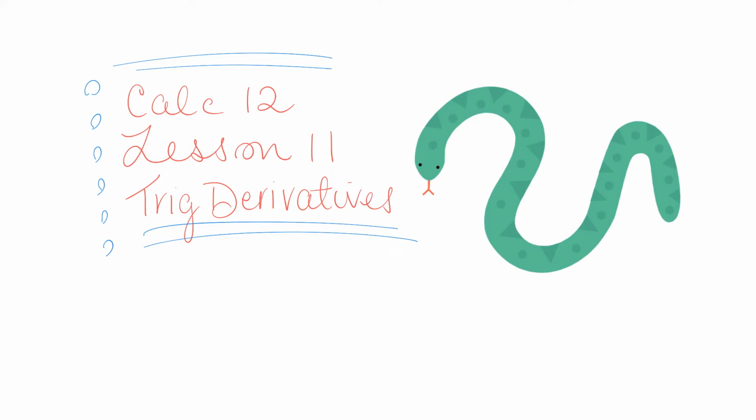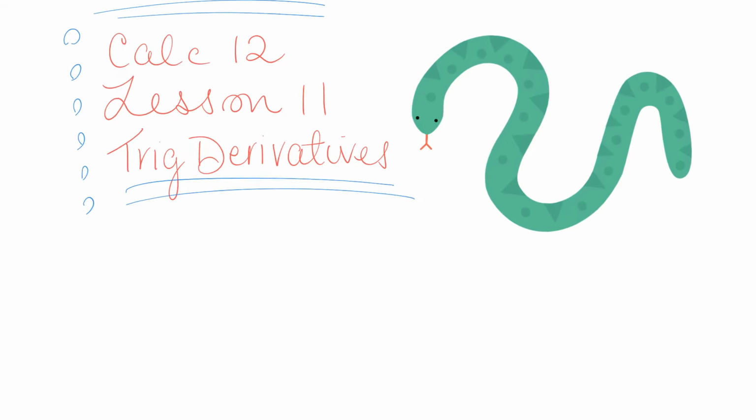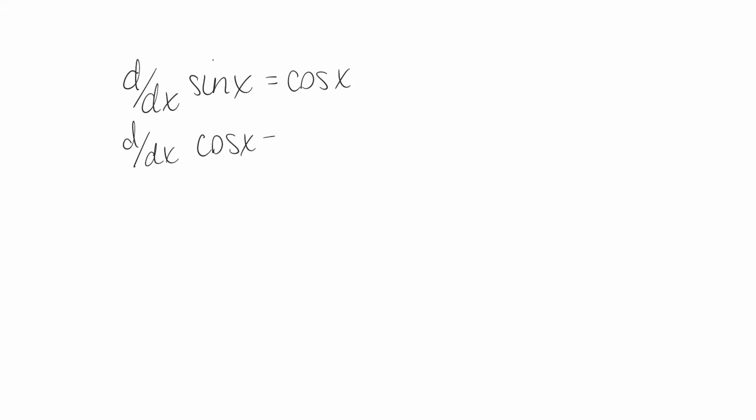All right, we're back. We're going to look at the other four trig functions today and learn their derivatives. So the other day we talked about the derivative of sine x is cosine x. That's pretty straightforward. The derivative of cosine x is negative sine x. And then today we're going to look at our other friends.